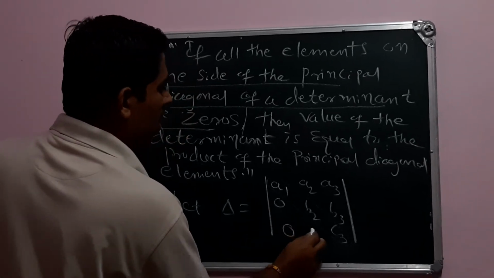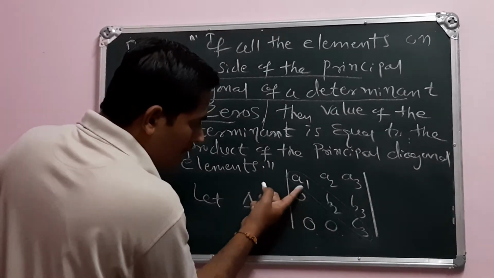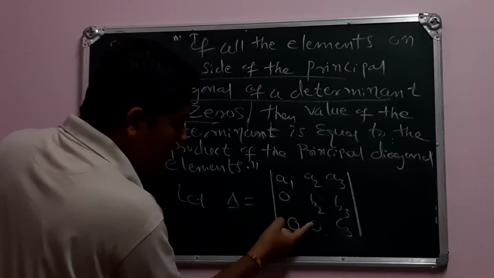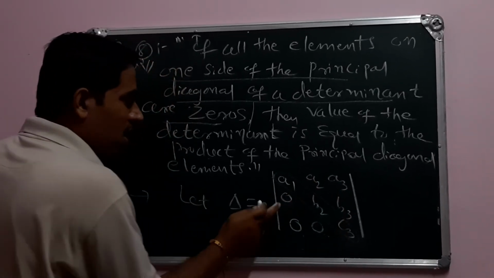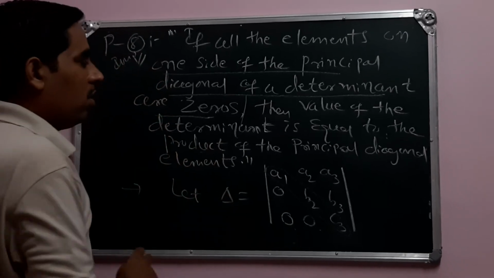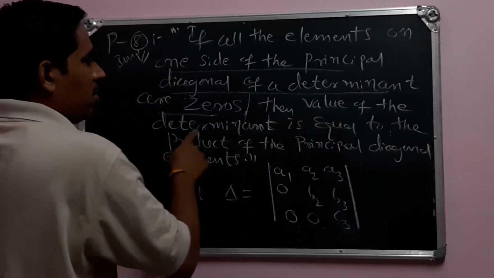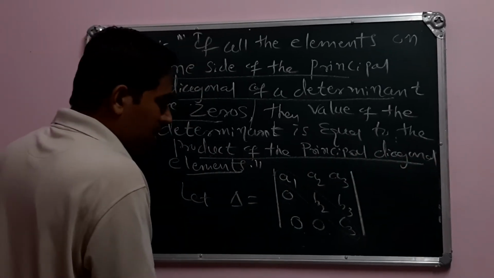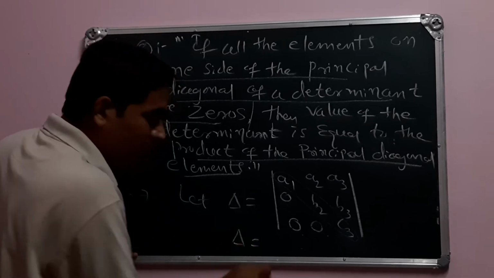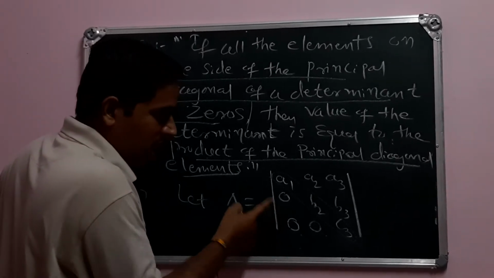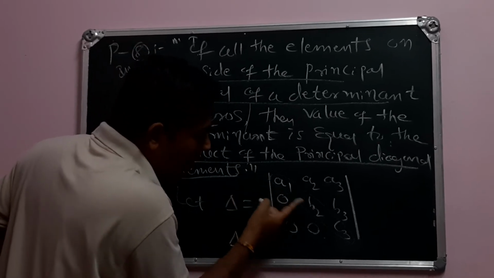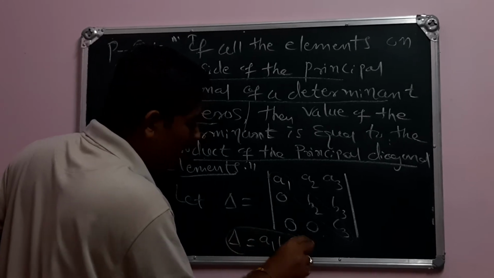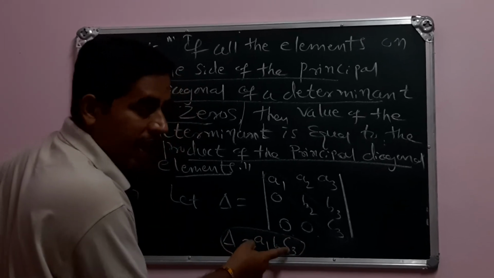Say this is 0. See here, on one side of the principal diagonal the elements are 0. I have written these three elements as 0, or we can take these three also as 0. Then what the property says is that the value of the determinant is equal to the product of the principal diagonal elements. So without expansion, if the determinant is like this, you can easily write the answer as A1, B2, C3. This is the product of the principal diagonal elements.